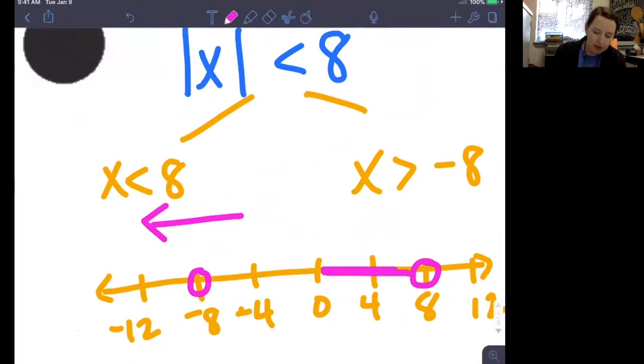And then numbers that are greater than negative 8. From negative 8, we're going to shade to the right. So we want numbers that lie within this range, from negative 8 to 8, not including 8. If we were to plug in a value to check our answer, we could choose anything within that shaded region. I could choose negative 4, negative 3, or positive 1. I cannot choose 8 or negative 8.